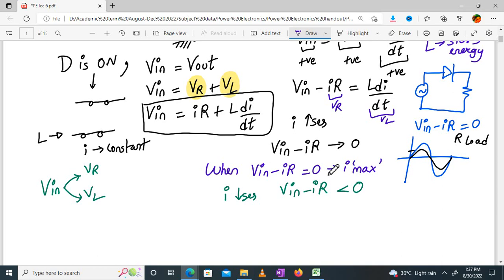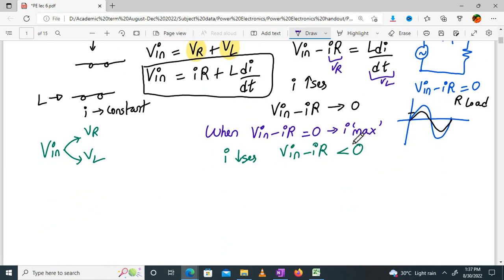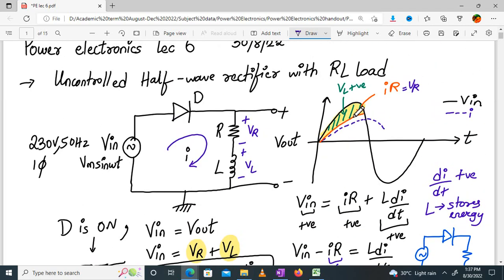Now listen carefully. What is RL? L is acting as a load, right? RL is acting as a load. Load means energy taker. It's taking the energy from the V in source. Now, when the current across the inductor is slightly reducing, and V in minus IR has become 0, current has reached the maximum value. What will happen? The energy stored inside the inductor, now it will give it back.